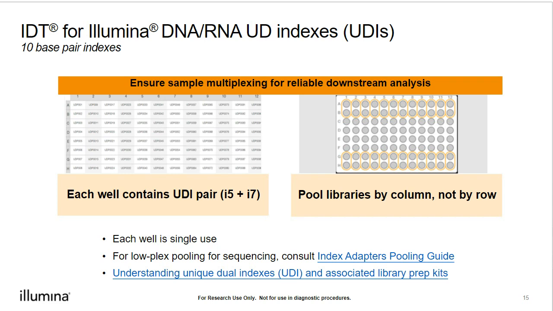Like with any library prep, if we're pooling a low number of samples for sequencing, we need to consider the color balance of the indexes on the instrument. With these indexes as a pooling strategy, we recommend pooling libraries down a column for ideal index color balance. For example, the first 2 or last 2 wells in a column. And this guidance can be found in the index adapters pooling guide linked here. I also recommend checking out the bulletin linked at the bottom if you're interested in understanding more about the unique dual indexes.